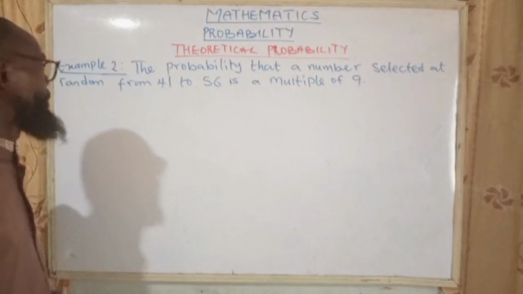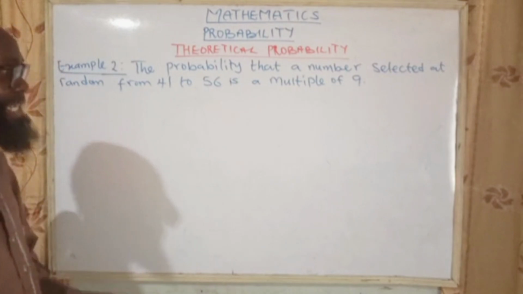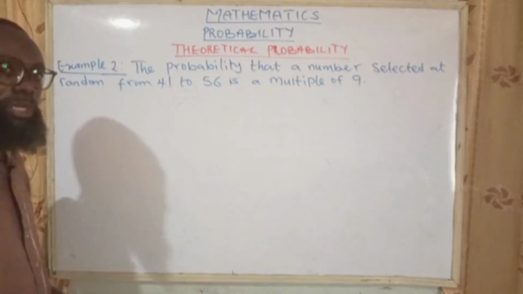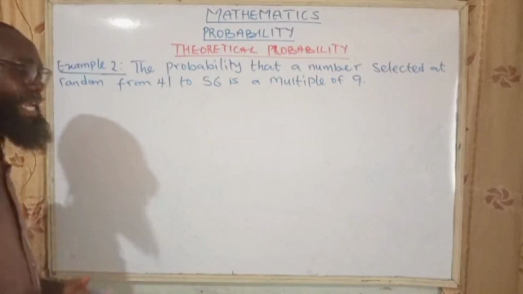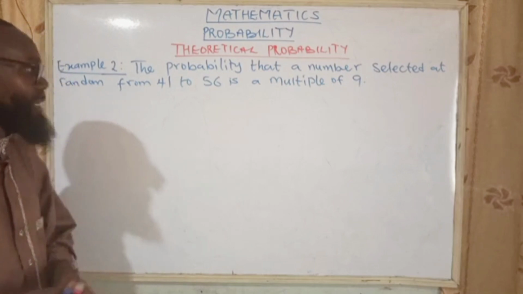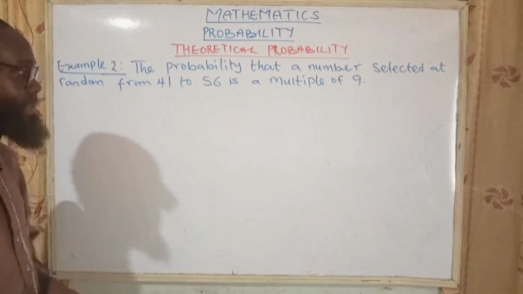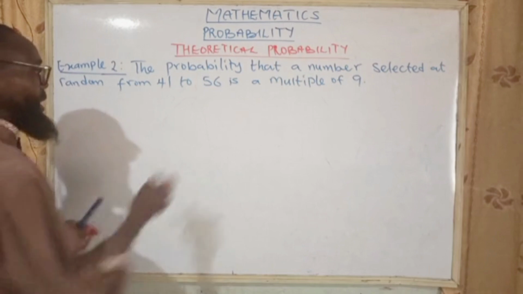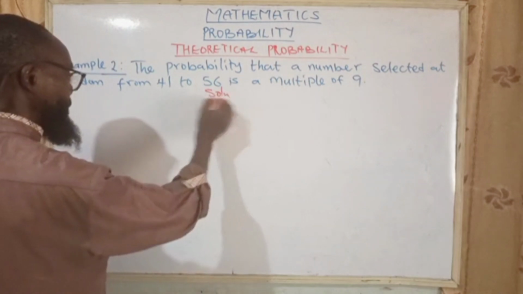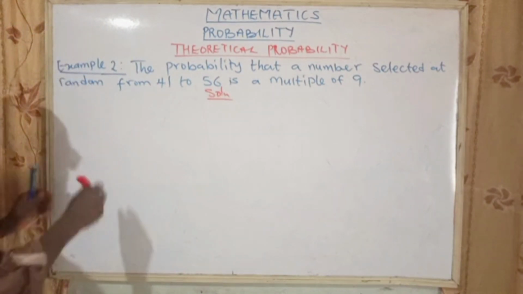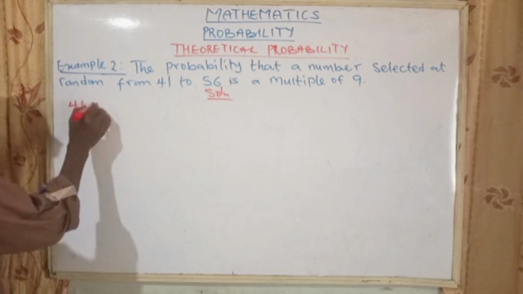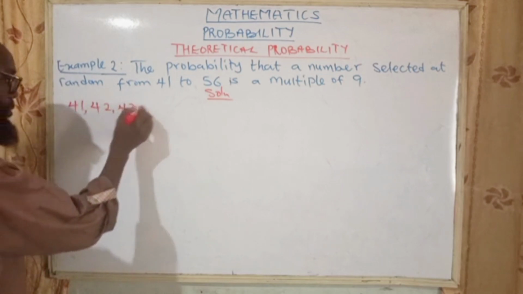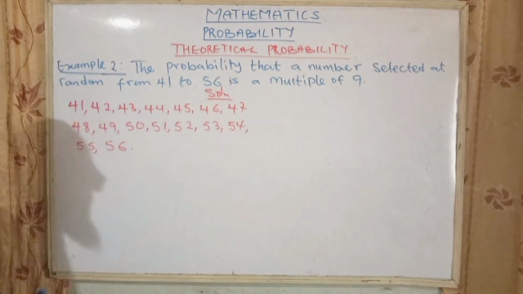Example 2. The probability that a number selected at random from 41 to 56 is a multiple of 9. You want to select some multiples of 9 between 41 and 56. Now, the first thing is to list those numbers. Let us list those numbers. We have 41, 42, and so on. These are the numbers that we have listed.